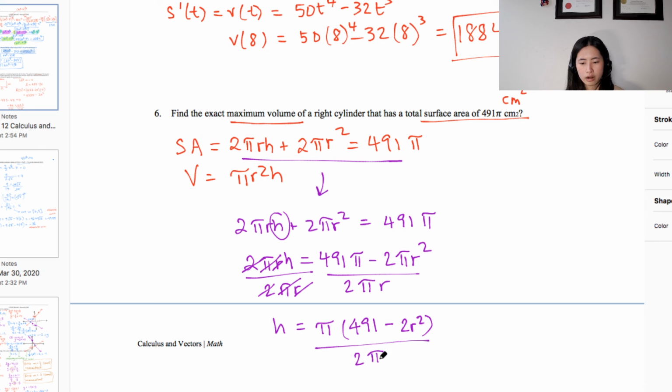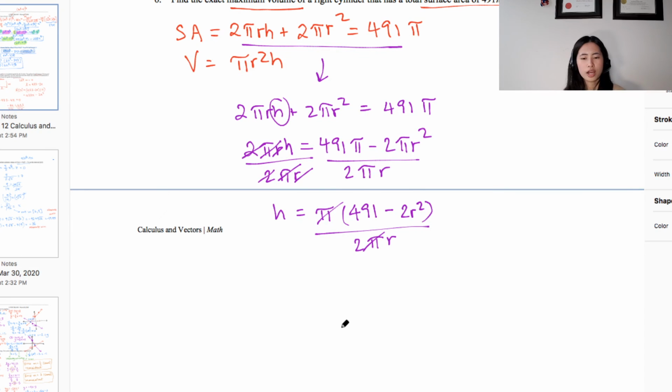And this is 2 pi r, right? Can you guys see that? I can cancel out my pi once I factor that. Okay, great. So I've expressed h in terms of r. That's the goal, right? So we have h, and this is 491 minus 2r squared divided by 2r.